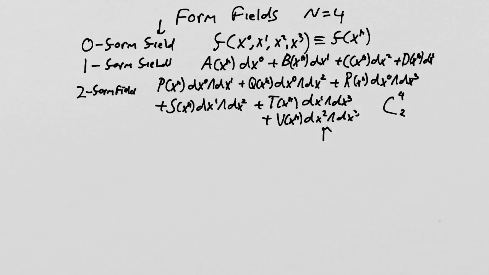And so we have a 6-dimensional space, but it's a two-form field because the coefficients now are functions on the spacetime. And then we should have a 3-form field, which should have 4 basis vectors. Should be the same as a one-form field. And that's because C4 choose 3 is equal to C4 choose 1, right?